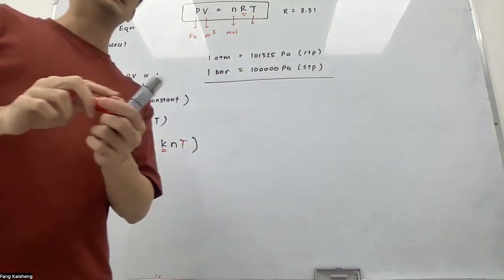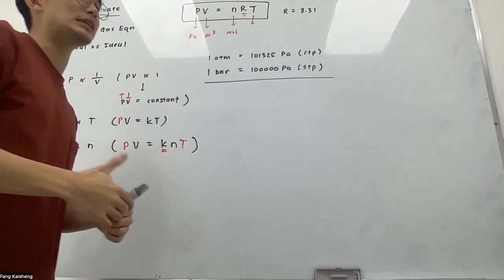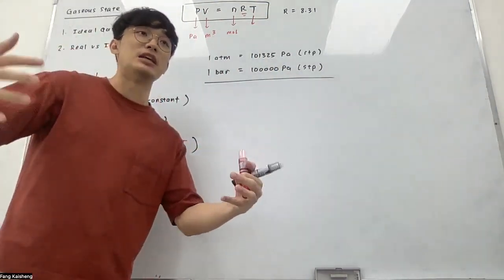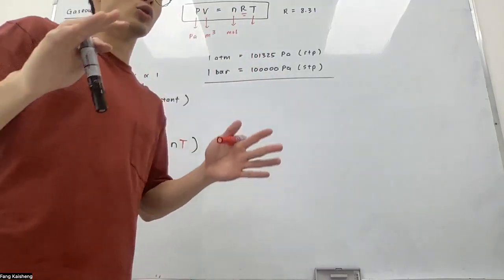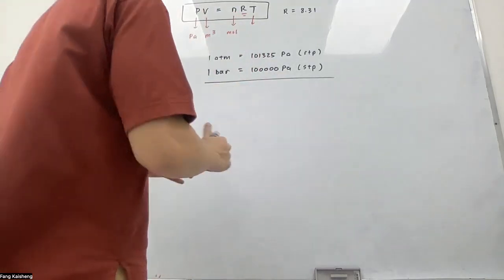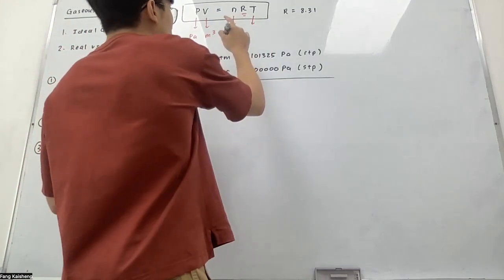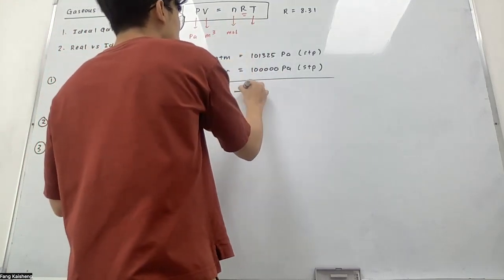Your physics students should know this. Kelvin, never degrees Celsius. Degrees Celsius is just more friendly to our day-to-day life. You will never have to use Fahrenheit, thank God. I don't know who created Fahrenheit, it's ridiculous. But anyways, how do I convert degrees Celsius to Kelvin?